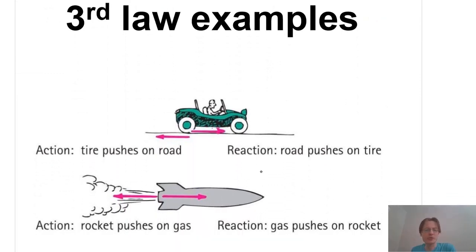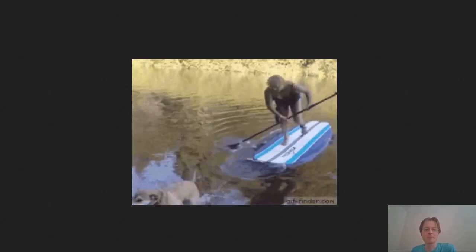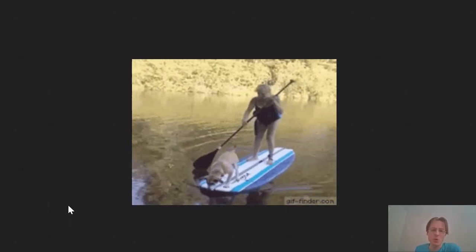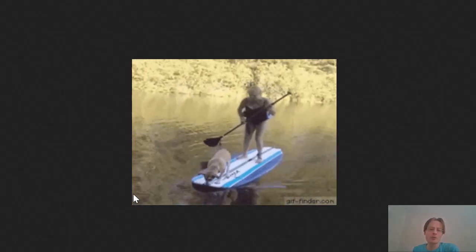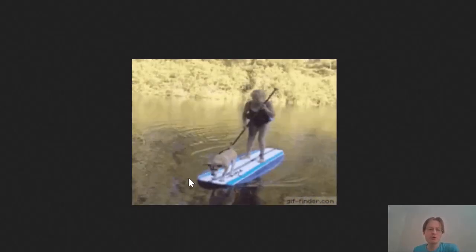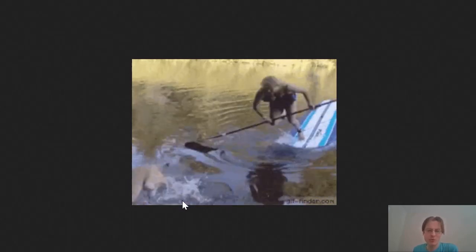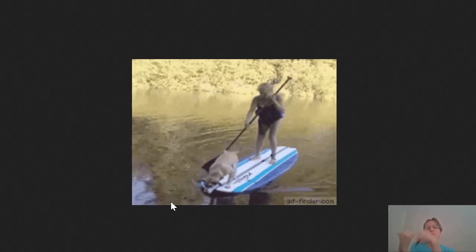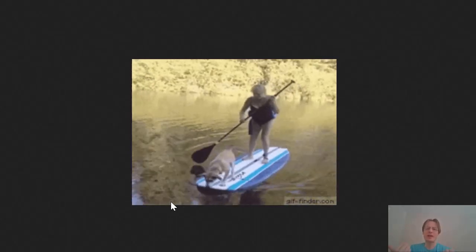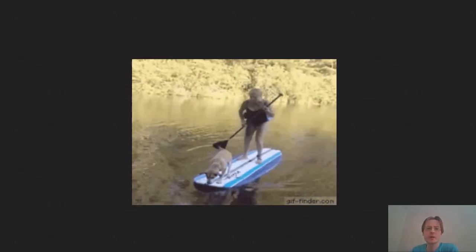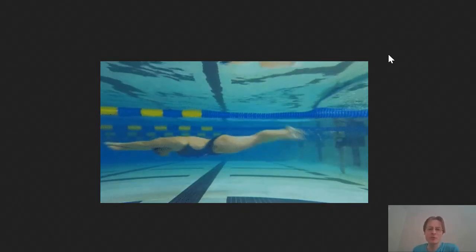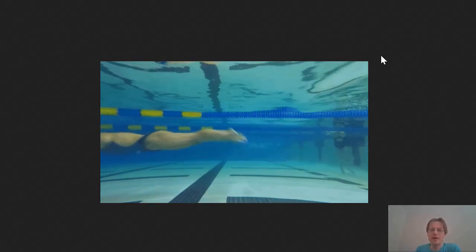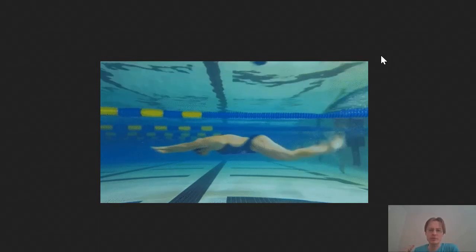Okay, some examples. First, let's look at these. Why is this an example of the third law? Well, the dog jumps forwards. In fact, the dog is pushed forwards by the friction on the paddleboard. But if the dog is pushed forwards, the paddleboard is pushed backwards, and that's action-reaction. Swimming is an example of action-reaction. You are pushed forwards by the water. And how do you do that? You push the water backwards.